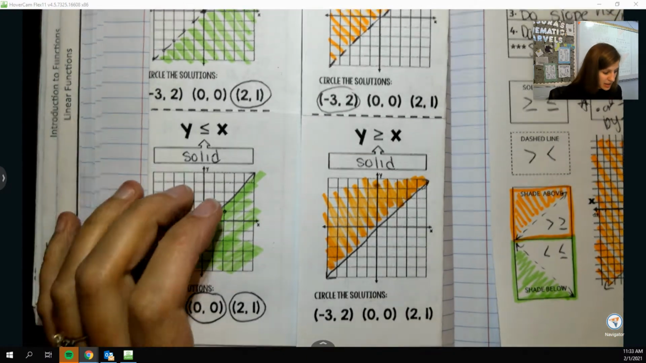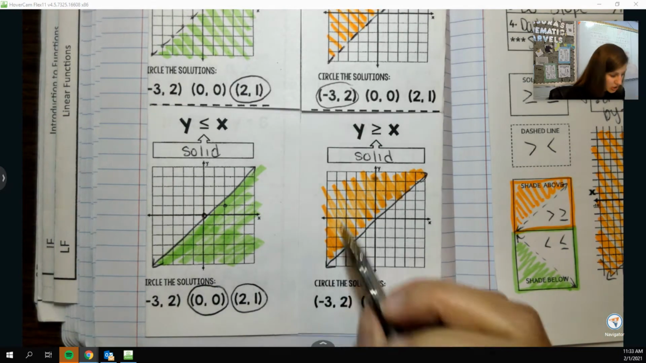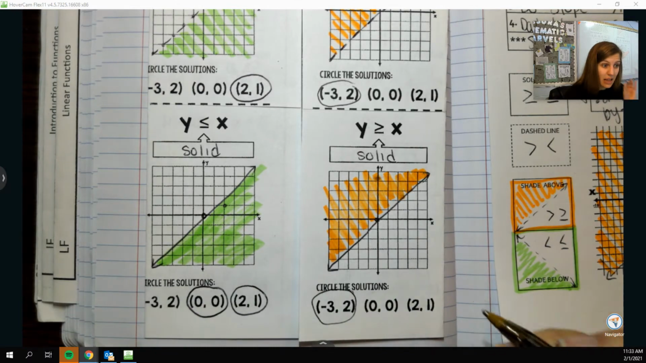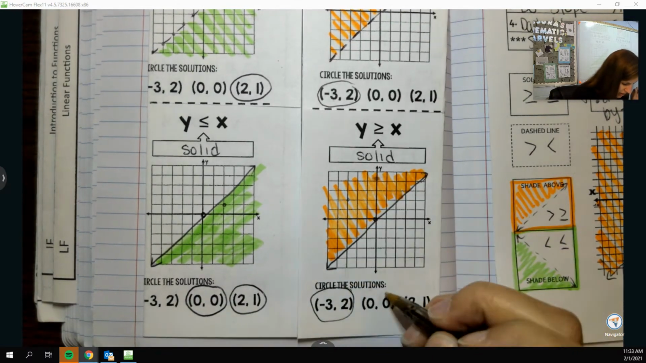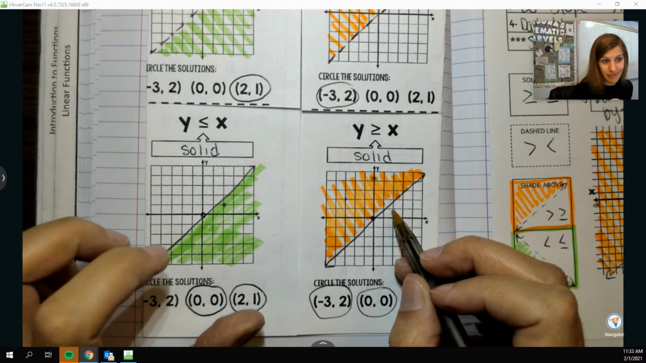And then if we think about these ordered pairs here at negative 3 comma 2, that's within the shaded region, so it's a solution. 0, 0 is on a solid filled in line, so it is a solution. But 2 comma 1 is outside the shaded region, so it's not.